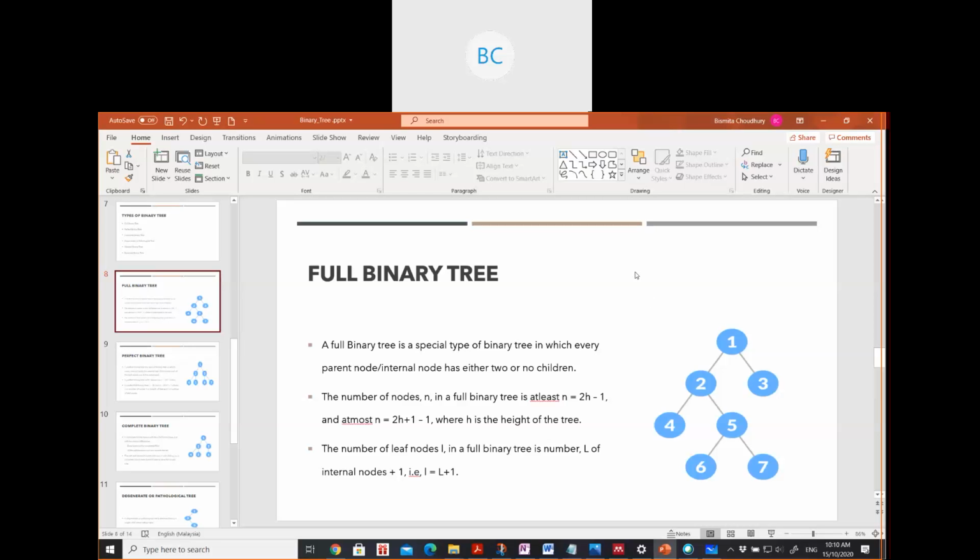That means maximum number of nodes what? 2 into h, 6, plus 1, 7. Okay. And minus 1. Why is it minus 1? Again 6. That is the maximum number of nodes you can have.